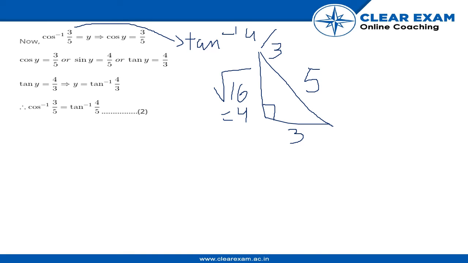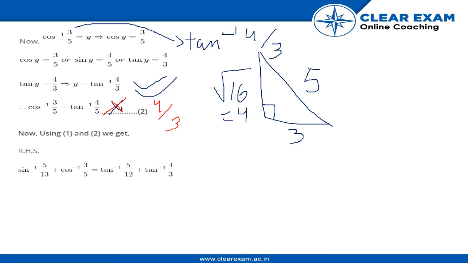Did I make some mistake? No. So cos inverse 3 by 5 just got converted into tan inverse 4 by 3. They have made a mistake here. This is wrong. This must be 4 by 3.